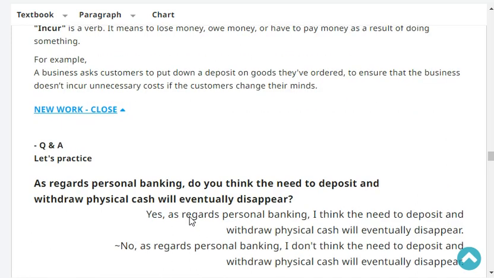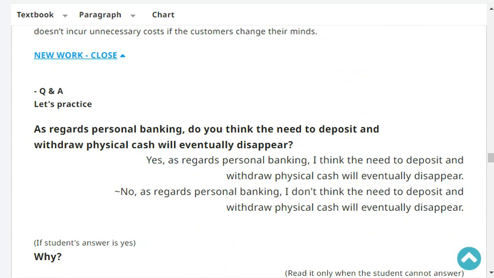Let's practice. As regards personal banking, do you think the need to deposit and withdraw physical cash will eventually disappear? Yes or no? No. As regards personal banking, I don't think the need to deposit and withdraw physical cash will eventually disappear. Well, why?